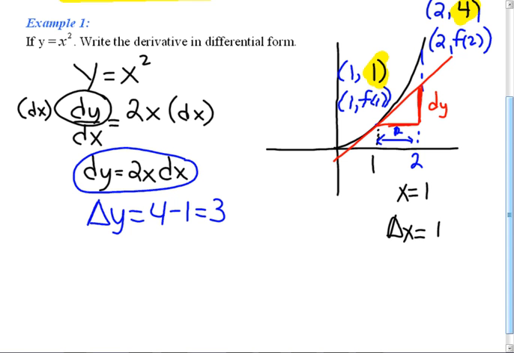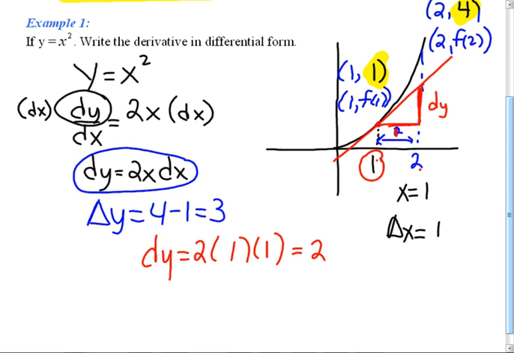So I can find this length. Well, what is dy? dy is equal to 2 times my x. Where did I draw my tangent line? At x equals what? 1. And then dx, what's delta x? From 1 to 2 is what? 1. So my approximation is 2.